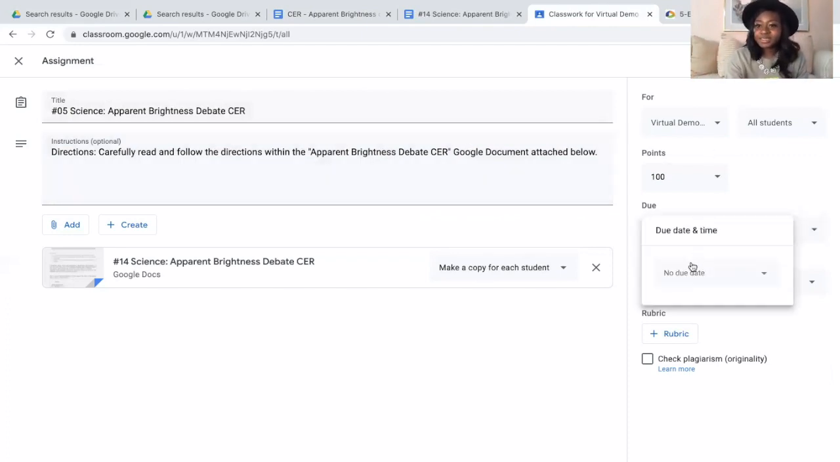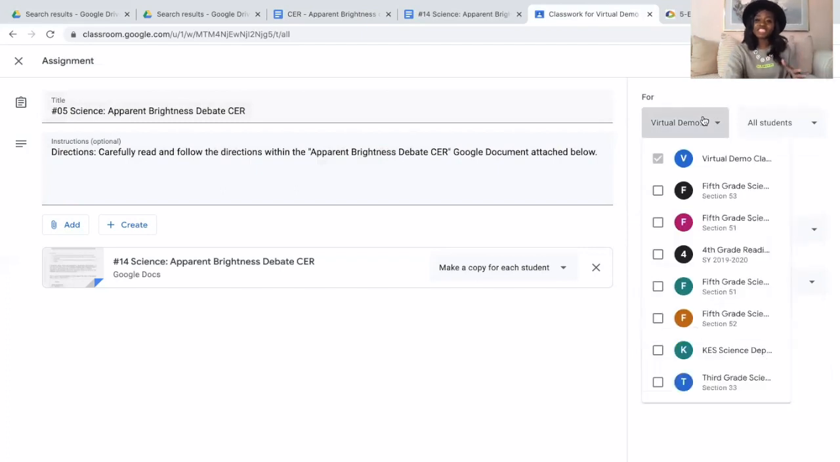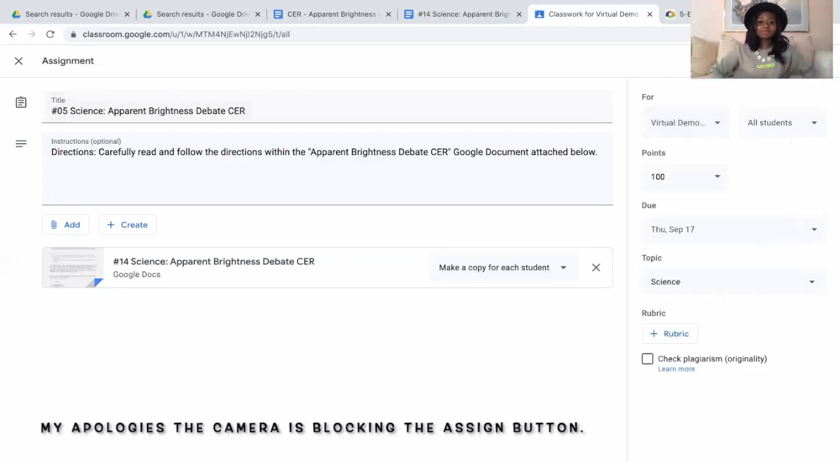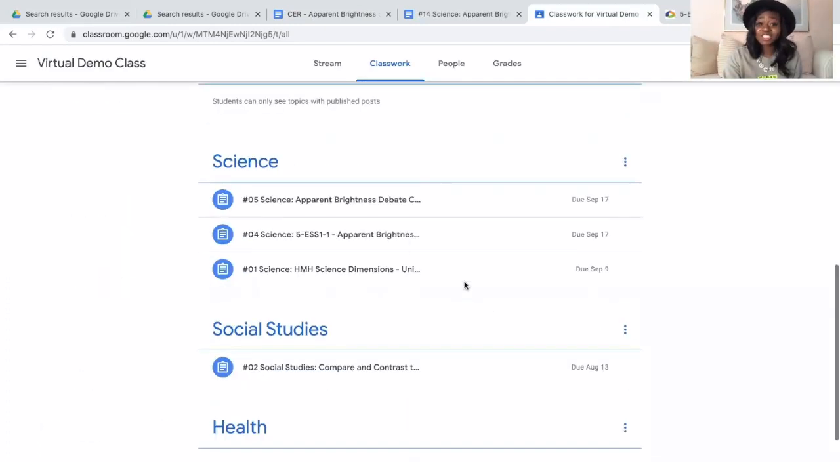For the due date, I'm going to go ahead and select a due date. And then because I teach 3 class sections, I would make sure that before I assign this assignment, I would select all 3 class sections I would want this assignment to go to. And then I would click assign. And just like that, we are done. If we go down to the science section of Google Classroom, voila. Assignment number 05 Science, Apparent Brightness Debate CER. That is the assignment there.